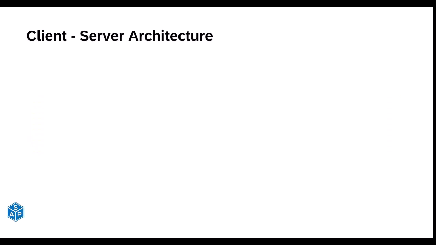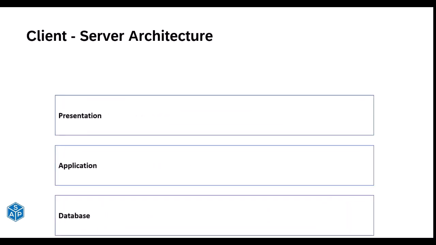Okay, because the S4HANA system is a pure ABAP application server. This is just for a simple understanding of client server architecture, the kind of layout you can have. You have 3 layers here. The base one, the lowest one, is your database layer. Your database server resides at this level. Second is your application level. All your application servers reside at this level.